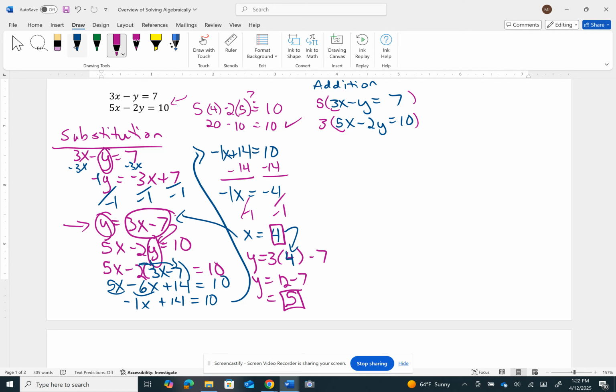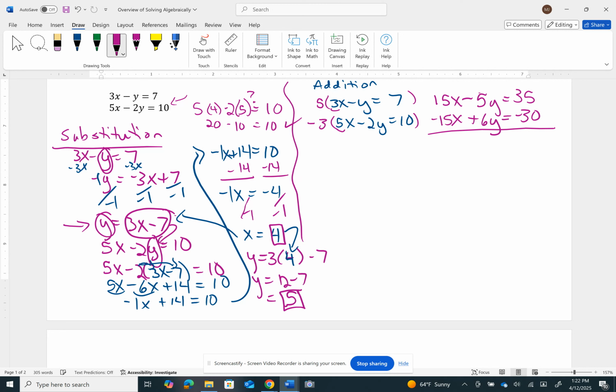So I need that bottom equation, or one of the equations, to have a negative on it. Then multiply through by the numbers that you now know are going to do what you need. So 15x minus 5y equals 35. Negative 15x plus 6y equals negative 30. Don't forget to multiply both sides all the way through.